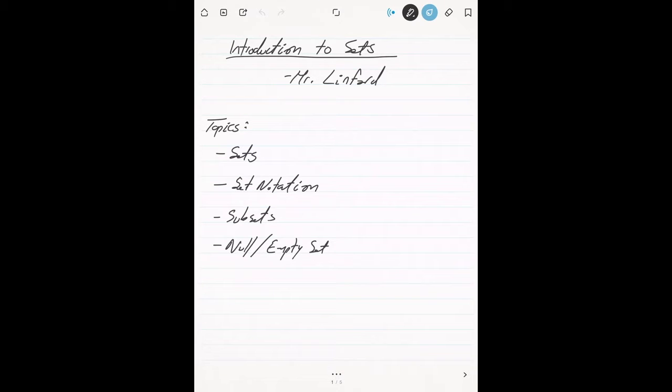In today's discussion, we're going to be going over an introduction to the concept of sets. We're going to briefly talk about what sets are and define them. We're going to look at the notation, the general notation, I should say, for writing sets, as well as going over some concepts that relate to these, such as subsets and more specifically the null or empty set.